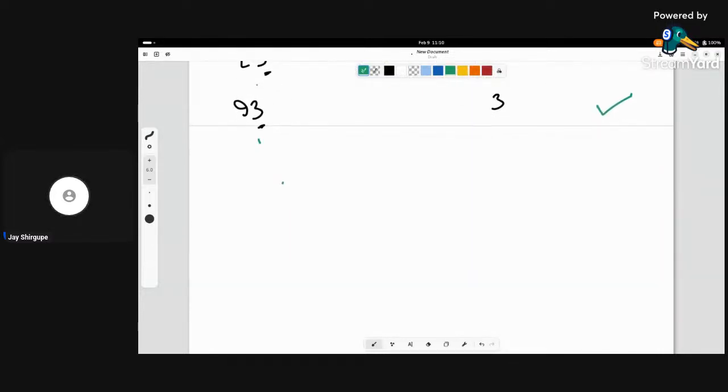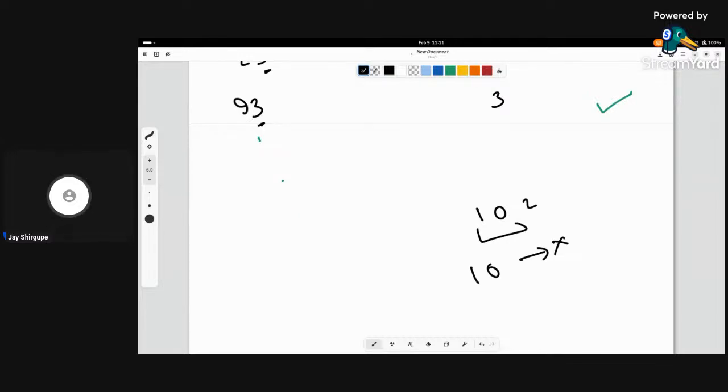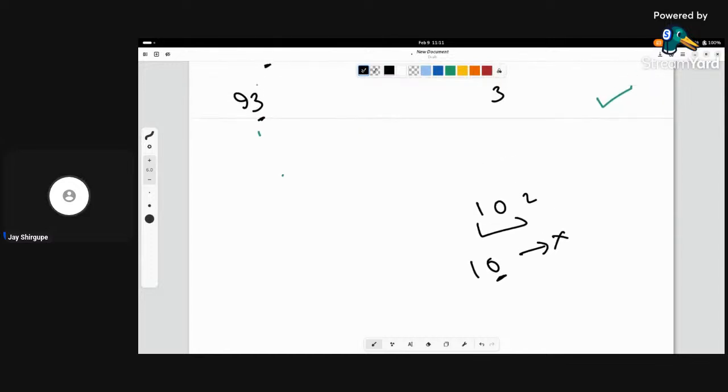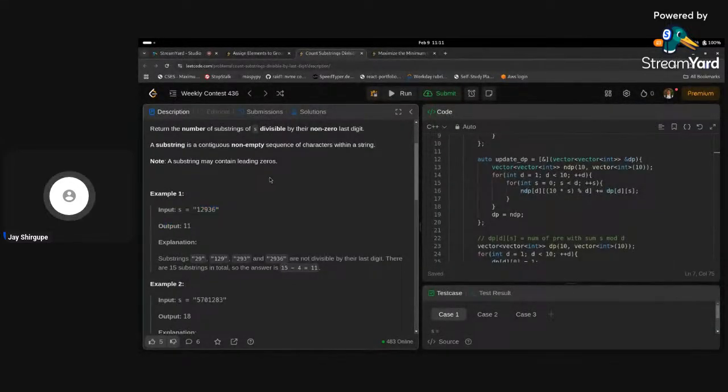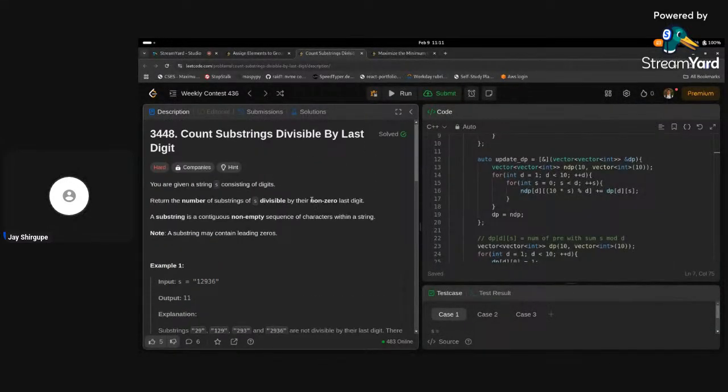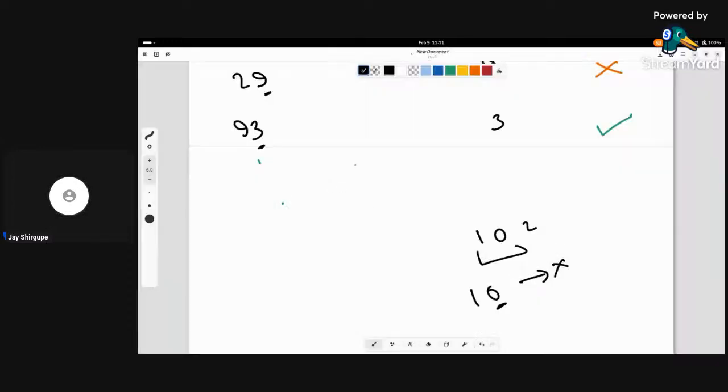Also, one more thing: if your number was say 102 and you are looking at this substring, this won't be a valid substring by default because your last digit was not allowed to be 0. It was given in the question, by their non-zero last digit. So this basically implied that the last digit has to be a non-zero number. If it was 0, it was not allowed by default.